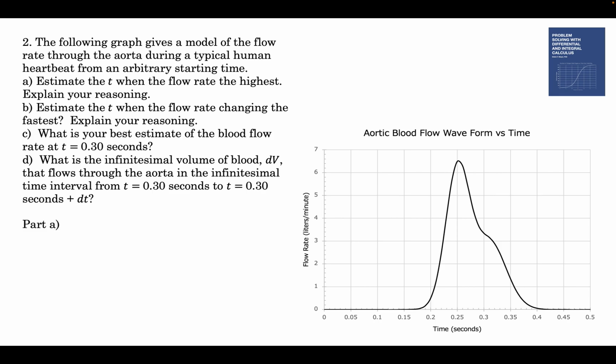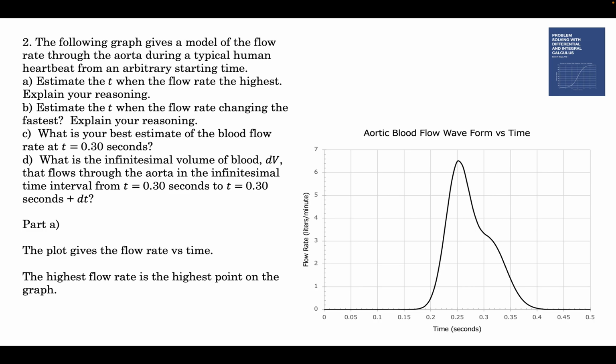So part A, the graph gives flow rate versus time. To get the highest flow rate, we just look at the highest point on the graph. So it's a little bit after 0.25 seconds, about 0.25 seconds. That's where the peak is, right here.